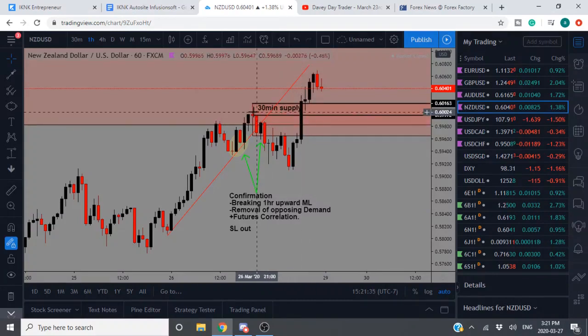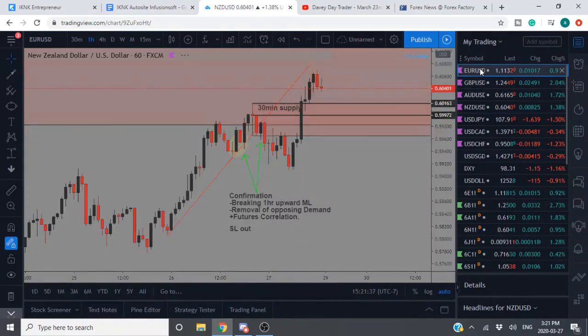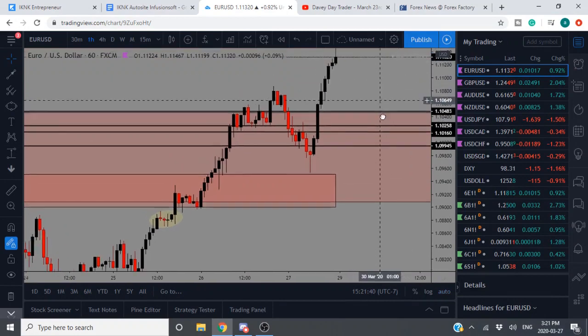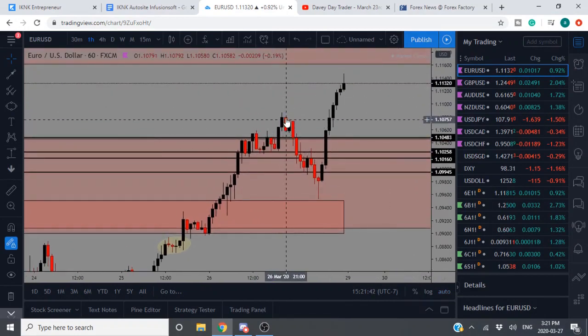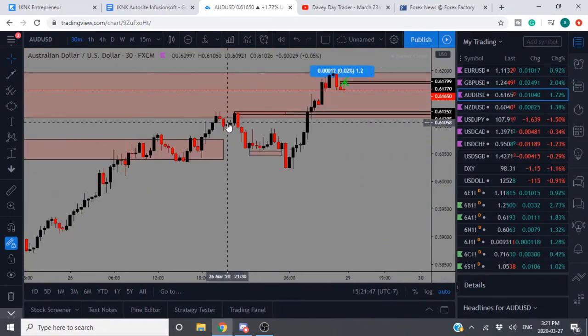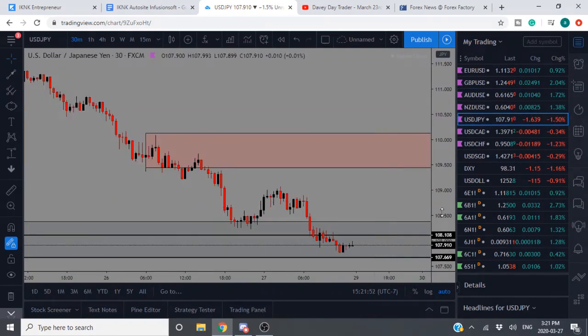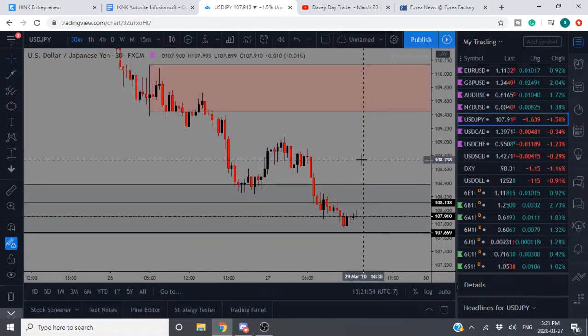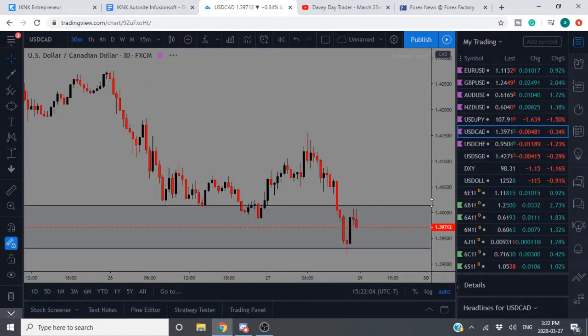8 a.m. prices came back into that supply zone, right? If we go to Euro USD, you're going to see the exact same thing, right? 30-minute, 1 hour supply zone up there. Aussie USD, 30-minute supply zone up there, coming in at 8 o'clock. Let's go check out US yen, right? Because the USD is the base currency and it's first, you're going to be buying it. So this one actually came back at 6:30 a.m., right? US CAD, this one came back at 10 a.m., but it's the exact same futures correlation, right?